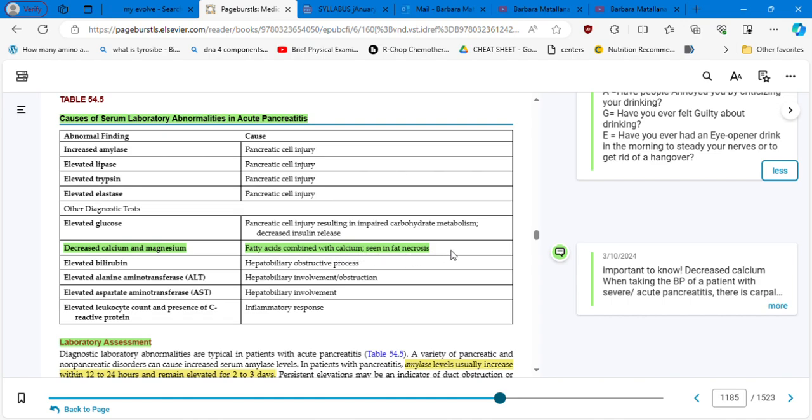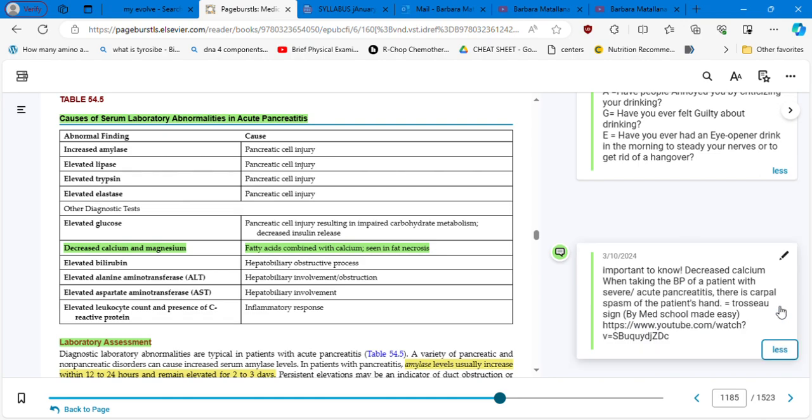Do you remember when we talk about the fat embolism syndrome, why the calcium decreases? Because it's combined with fat. It's similar to this one, okay? So important to know, decreased calcium when taking the BP of a patient with severe pancreatitis.